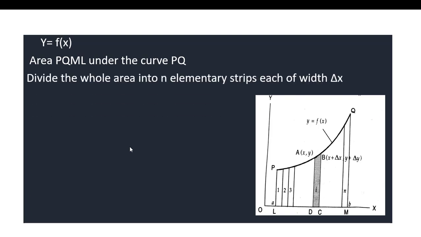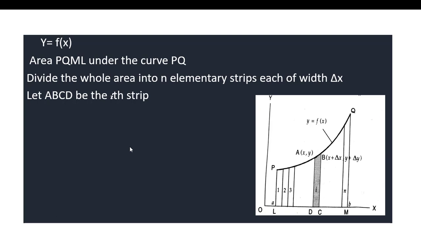Now let us consider our xy plane, in which y equals f(x) is a function. We have drawn the graph of y equals f(x), and PQ is the curve related to it. We are interested in finding the area PQML related to this curve PQ. We divide the whole curve into a number of elementary strips of width delta x. We randomly take a strip, the ith strip among 1, 2, 3 up to n, with corners A, B, C, D.